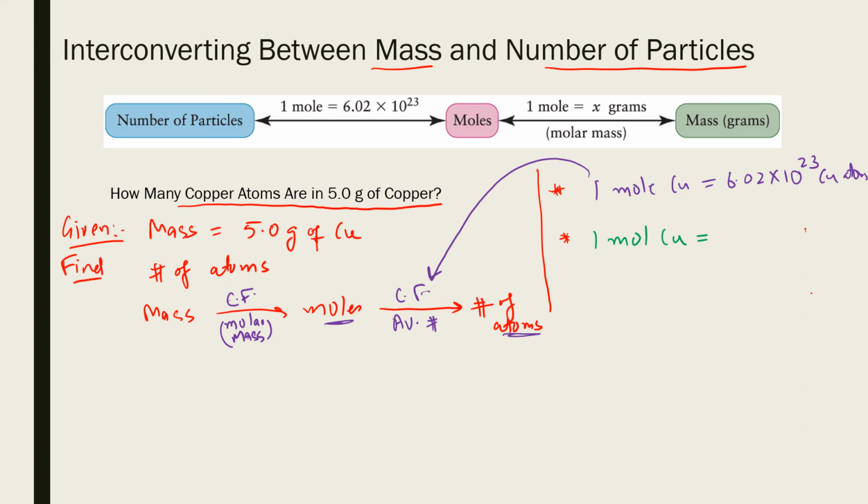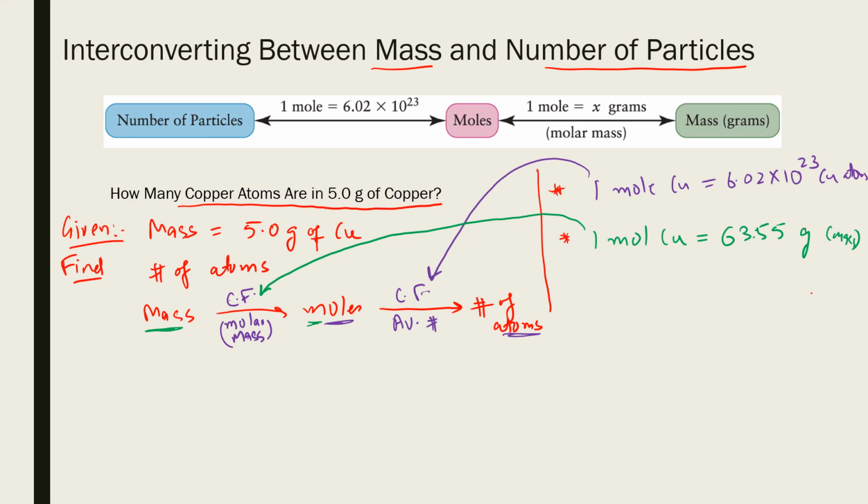So the molar mass of copper is, as we know from the previous slide, 63.55 grams. So 1 mole of copper will weigh 63.55 grams. So that's the relationship between moles and mass, right? So this we can use to find the conversion factor which relates the mass with moles. So let's plug in the values and see how we can find our answer.